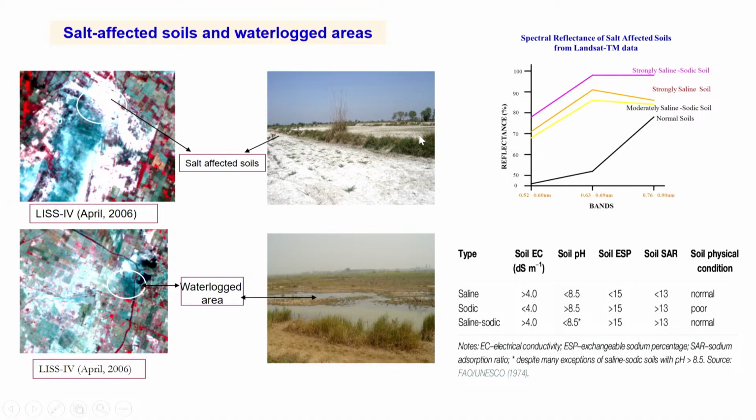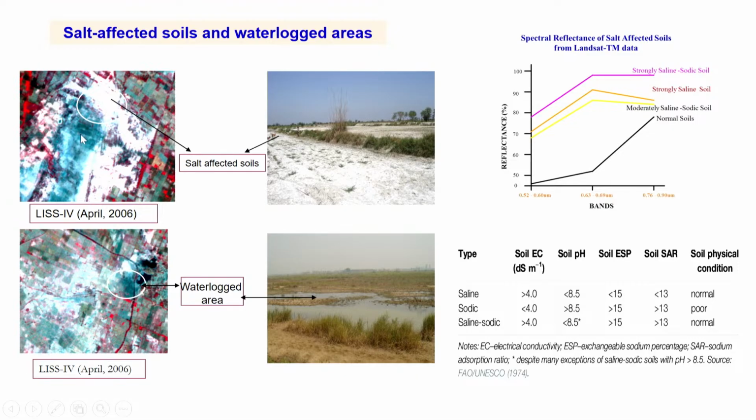But you know, the salinity and water logging lie together. They are the twin problem. Where salt affected soils are present, at the same place you will get the waterlogged area also. So you see the water logging in the agriculture field, and it appears as a bluish tone on the satellite data. Here is the bluish tone, the salt waterlogged area.